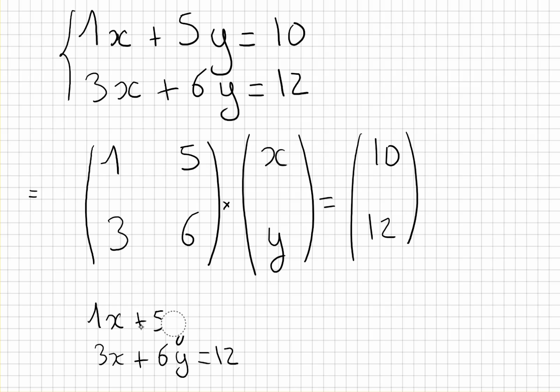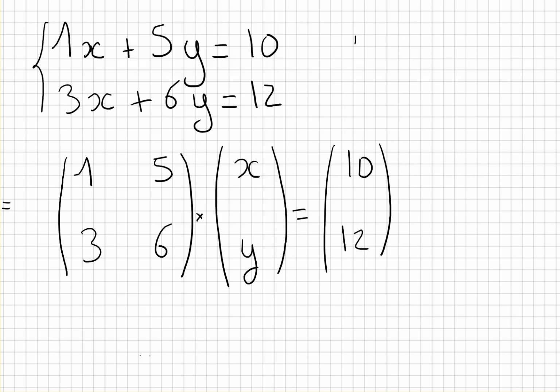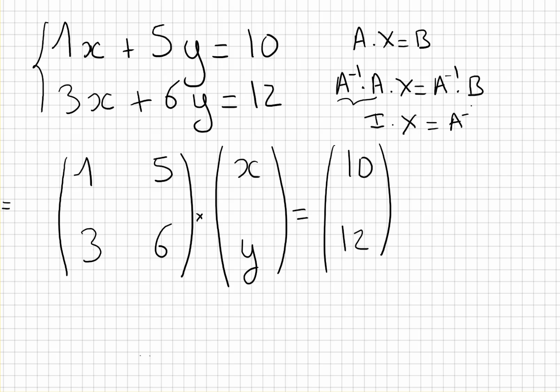And how do we solve that? So let me show you why. We have a matrix A that we know, times a matrix X that we don't know, equal to a matrix B. If we multiply both sides by the inverse matrix A minus 1, on the left we get the identity matrix times X, equal to A minus 1 times B. So the matrix X that we are looking for is equal to A minus 1 times B.